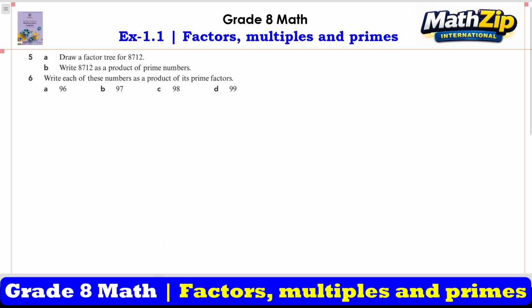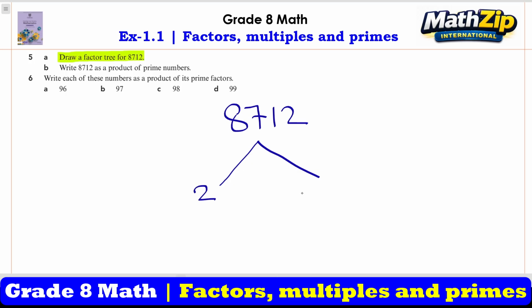Number 5A. Draw a factor tree for 8712. We have to draw a factor tree. How? It's an even number, so we can divide this by 2. In this case we write 8712 divided by 2, which is 4356. So here is a 2 and here is 4356.